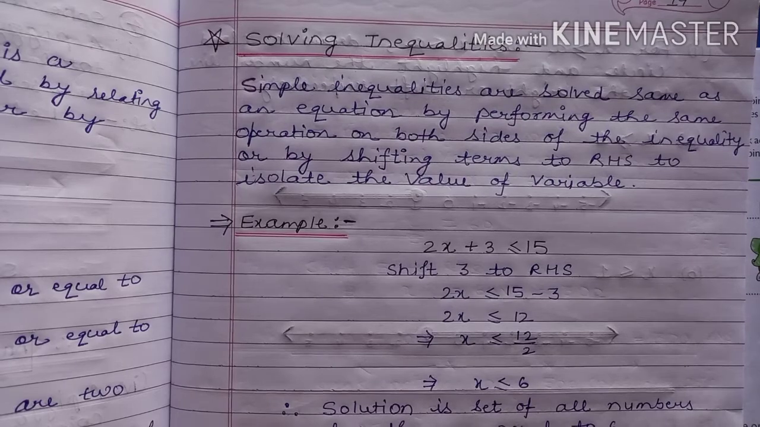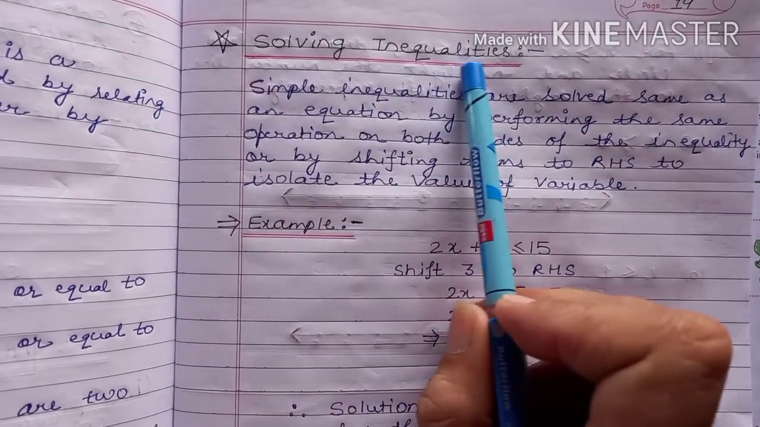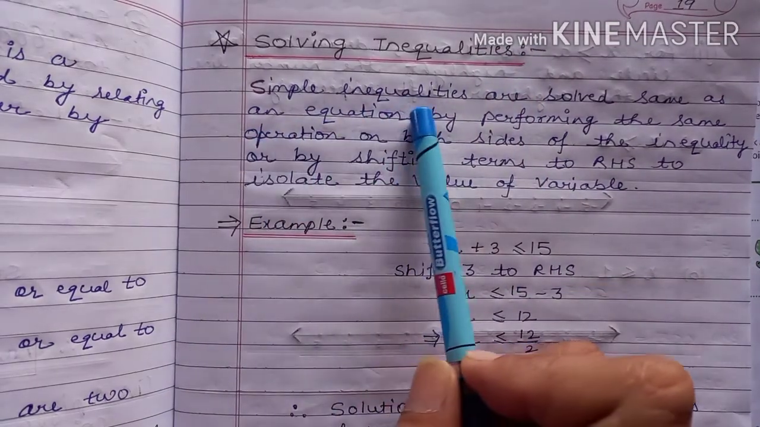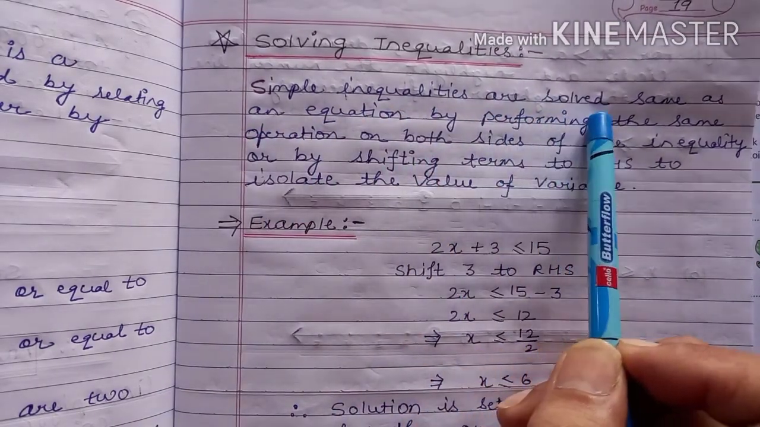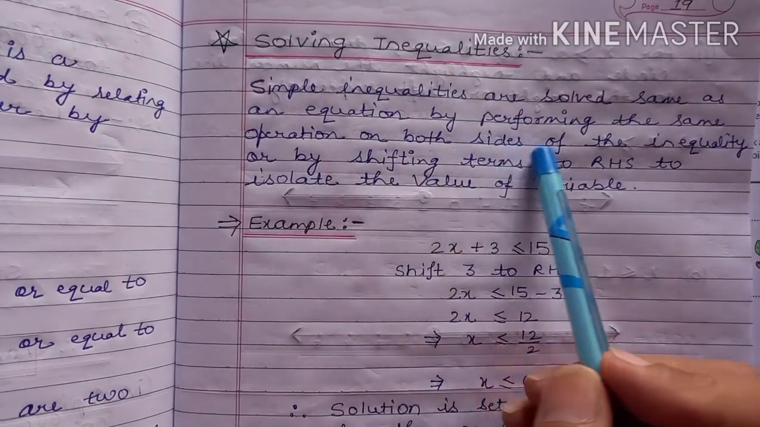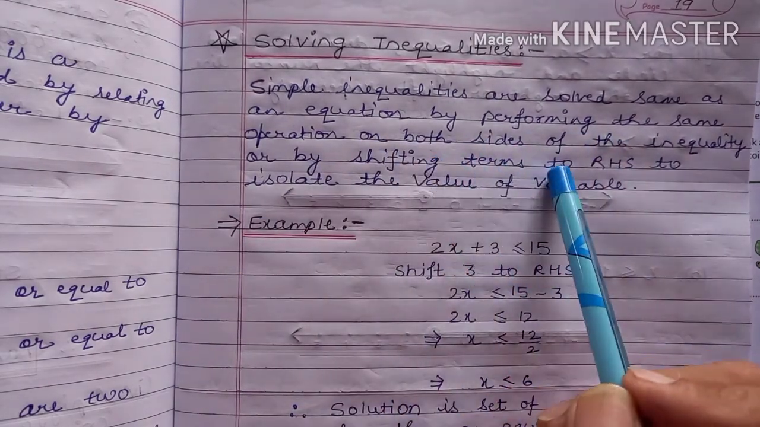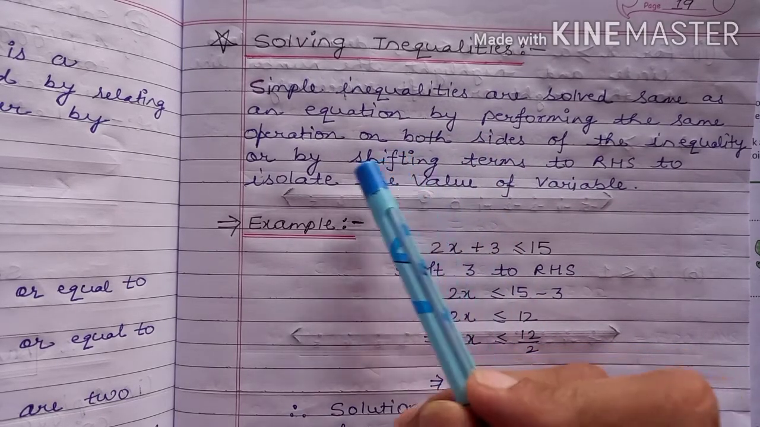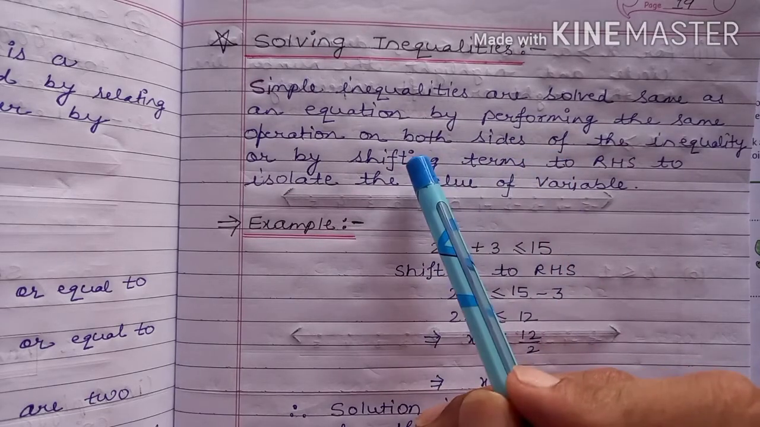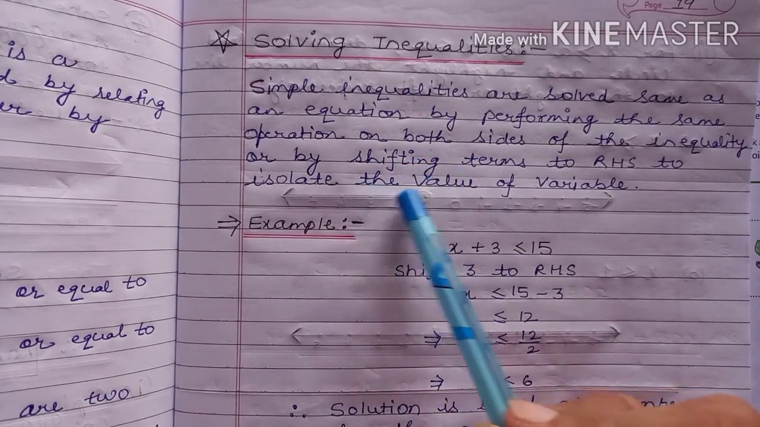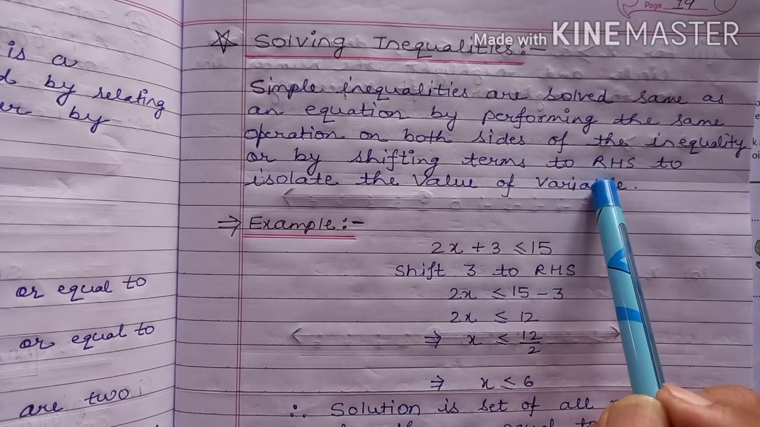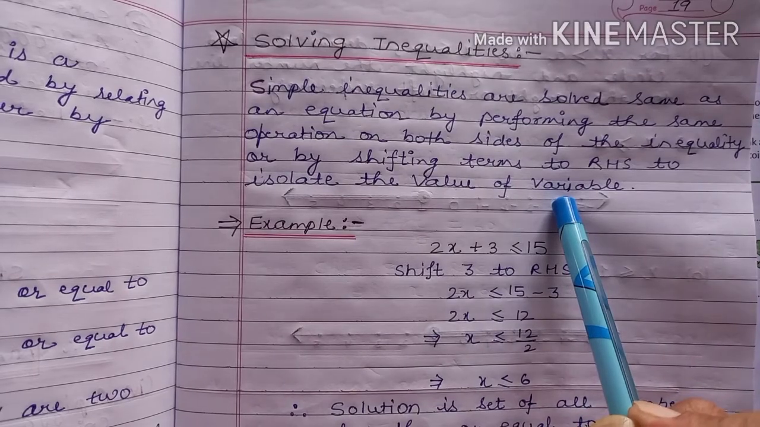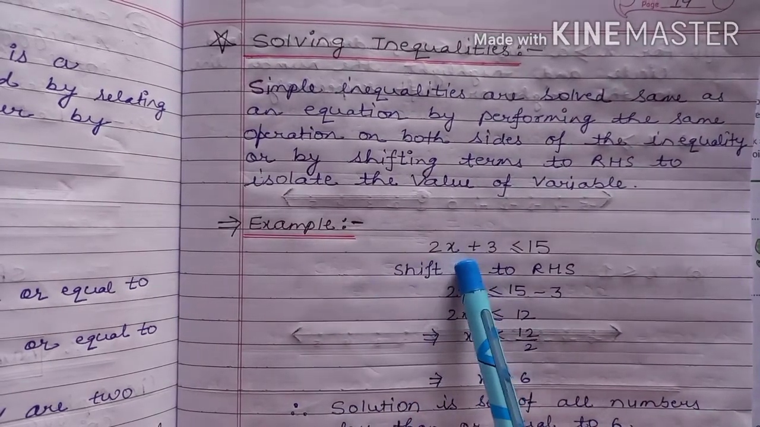Students, now we study the method of solving inequalities. The method of solving simple inequalities is almost the same as that of solving linear equations, by operating on both sides with the same number. As we did in the case of an equation, we operate on both sides by the same number, or shift the terms from the left hand side to the right hand side, to isolate the value of the variable. So let us consider one example.